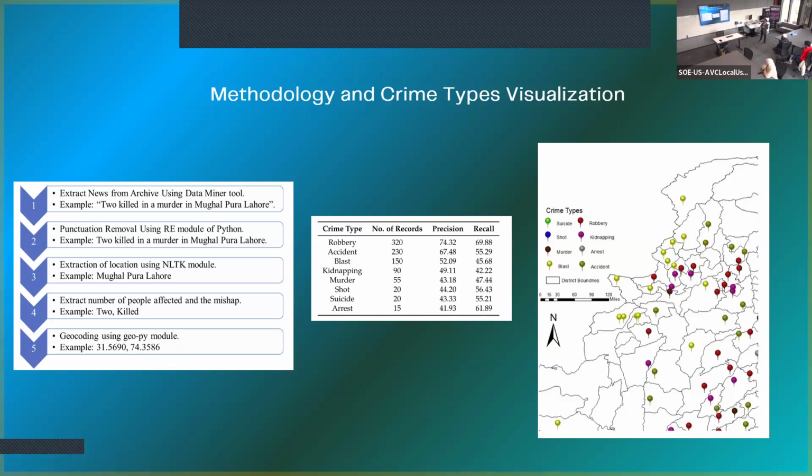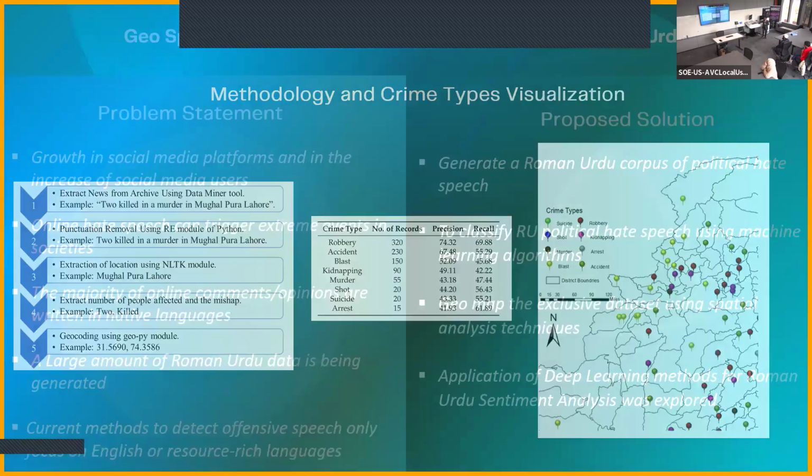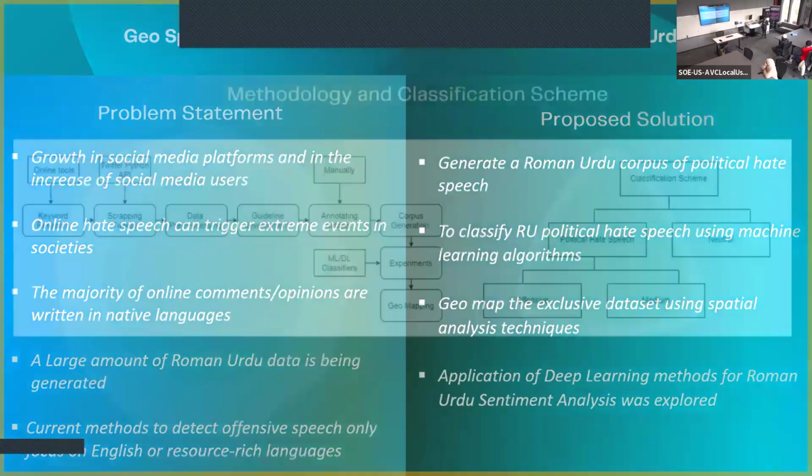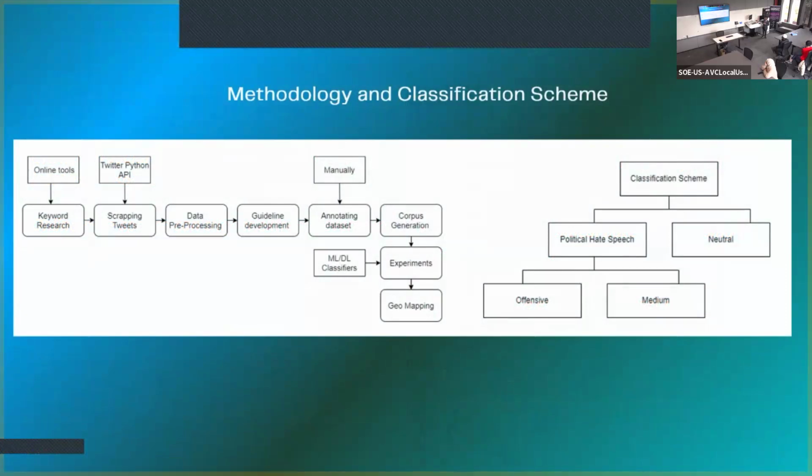For example, if you see the types such as suicide, robbery, kidnapping, arrest or accident, it gives you the pinpoint location from the news articles. So we maintained and collected this type of data sets. I have already explained the problem statement and the proposed solutions for Roman Urdu. And this is the overall proposed methodology, how we developed this tool.